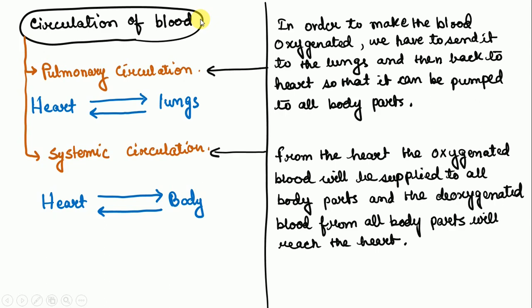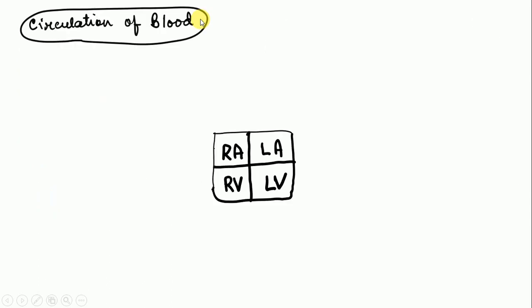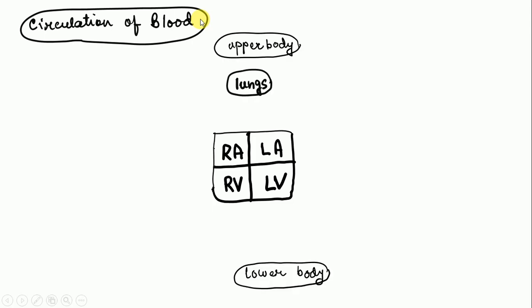Now let us see the mechanism. Let us consider this is the heart, which is divided into right auricle, right ventricle, left auricle and left ventricle. Now this is the upper body and lower body, and this is the lungs. From the upper half and lower half of the body, the deoxygenated blood enters into the right auricle. Remember, I am giving the arrow in blue color, which means that the blood is deoxygenated. It is carbon dioxide rich blood, so here the color matters.